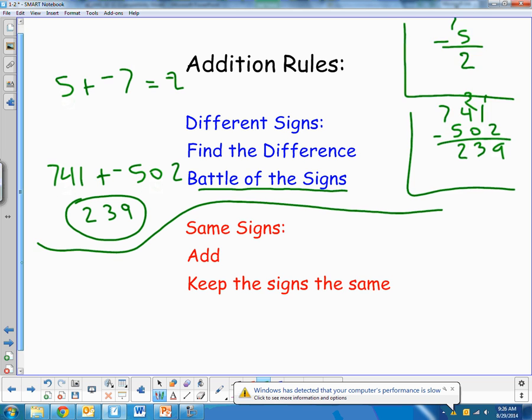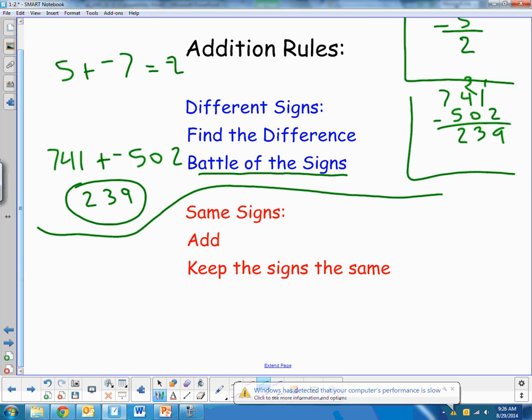Same sign. Same sign is a little bit easier, actually. Let's say we have, we'll go with -7 and -5. So if we're adding -7 plus -5, same sign, we're just going to add the two numbers together. 7 plus 5 is 12. And we're going to keep the sign the same.